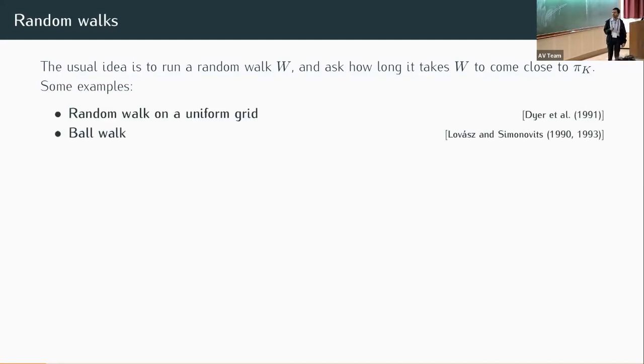So there are many examples. In fact, the first time something like this was actually done was the seminal paper of Dyer, Frieze, and Kannan, which was based on putting a uniform grid on the body, and then doing a random walk on it, and then doing a lot of pre-processing and post-processing to get a sample out of this. Another, maybe a more natural algorithm is the ball walk, which is exactly what it sounds like.